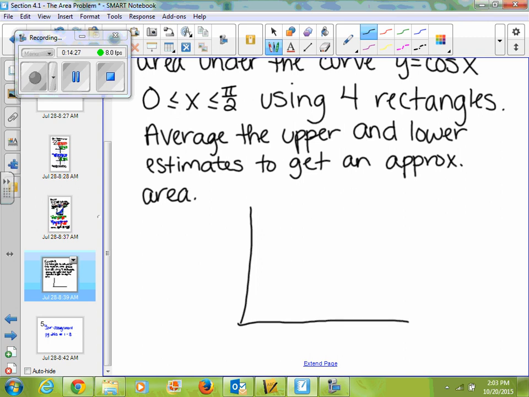Alright, so again, we're going from 0 to pi over 2, so I only care about my positive values on my graph. If I put pi over 2 out here, 0 is right there, and then I start actually graphing cosine of x. So I know cosine of 0 is 1. Then if I'm going to use 4 rectangles, I need to divide this by 4, which means pi over 8 is going to be my pieces. Pi over 4 and 3 pi over 8.